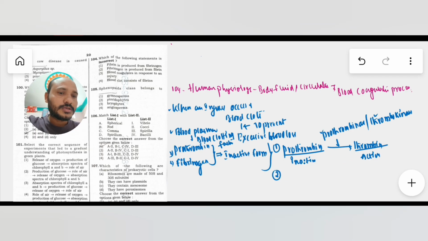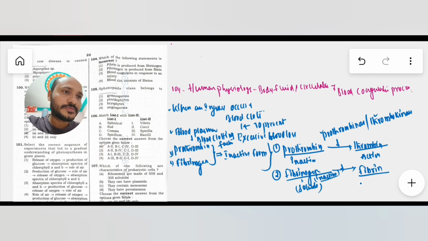Later, this thrombin helps in the conversion of fibrinogen, another inactive form of blood plasma protein. Fibrinogen is a soluble plasma protein, and it is converted into the active form, that is fibrin. Fibrin is insoluble. This conversion of inactive fibrinogen into active fibrin happens in the presence of thrombin, so thrombin plays an important role.